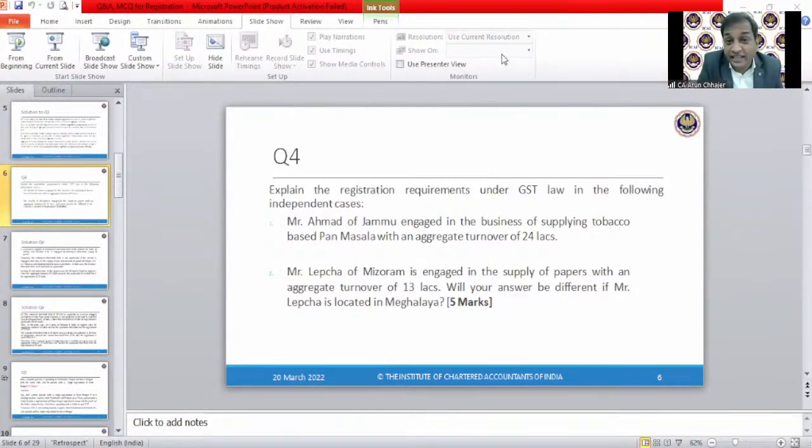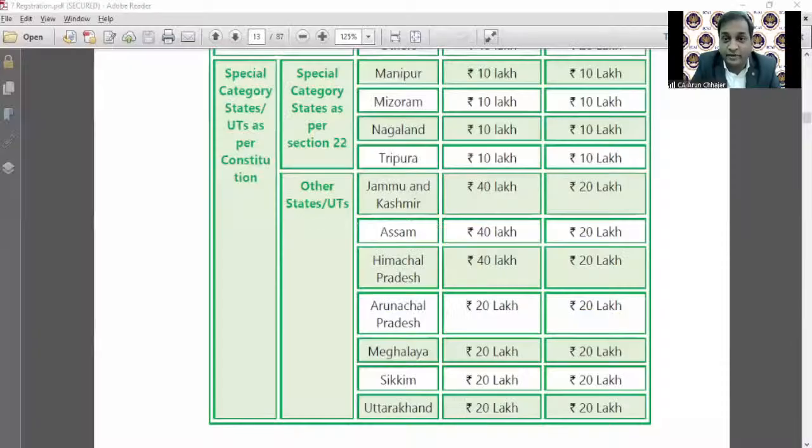Now I'm changing the question. Suppose he is from Meghalaya, then what would be your answer? Check the threshold limit of Meghalaya. Sir, simply check the threshold limit of Meghalaya. What is the threshold limit for Meghalaya?